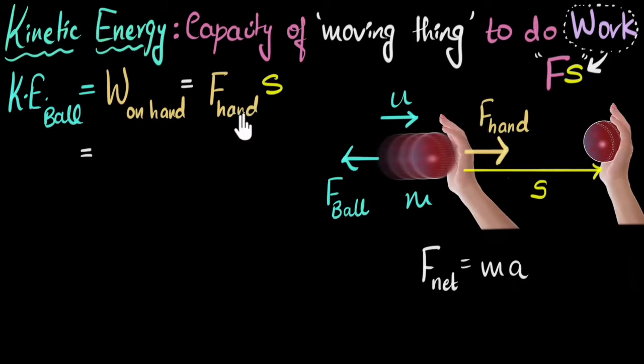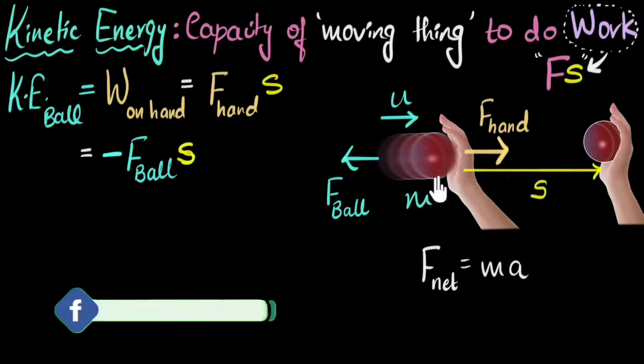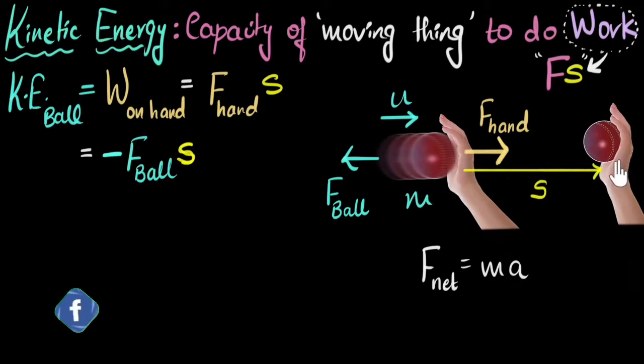So we can now substitute the force of the hand to be equal to the force of the ball. Because of Newton's third law, it's equal, but it's also opposite, right? And how do we write opposite in mathematics? We write it with a negative sign. All right, into the displacement. Whose displacement is this, by the way? This is the displacement of the hand, but guess what? This is also the displacement of the ball, right? Because the ball also gets displaced by the same amount.